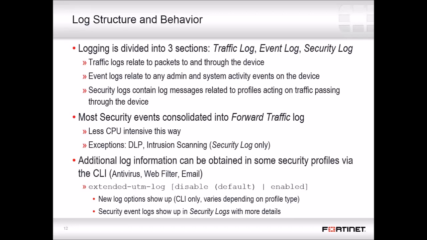Some of the profiles can be modified in the CLI in order to obtain additional log options. If you go into the CLI of an antivirus, web filter, or email profile, you'll find an option called utm-extended-log. If you enable it, then some additional logging options will be available to you in the CLI. In addition to that, security events from the profile will now show up in their own section under security logs.